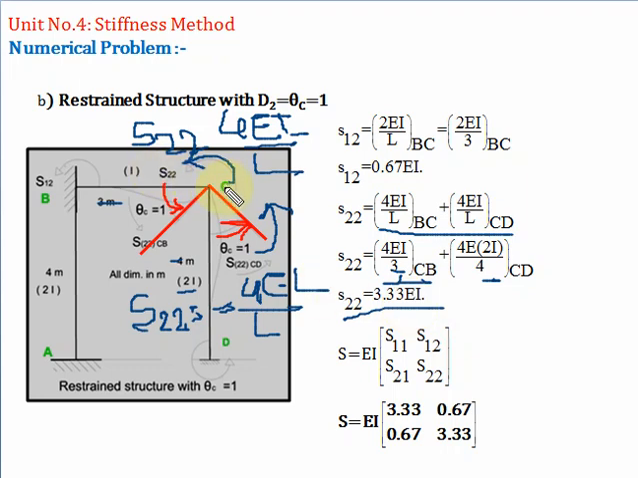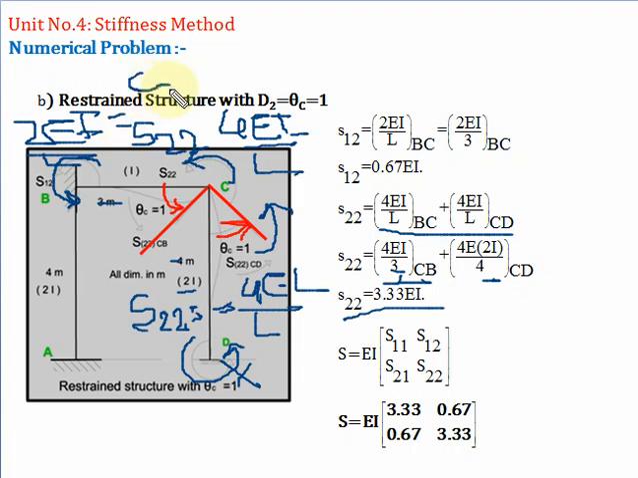Now, when we rotate support C, in member CB there will be a moment induced of 4 EI upon L, and half of it will be transferred to the far end, that is member BC, and that is 2 EI upon L. Half of the moment of member CD will also transfer, but we will not consider this because it is not our unknown. So this will be considered: 2 EI upon L.